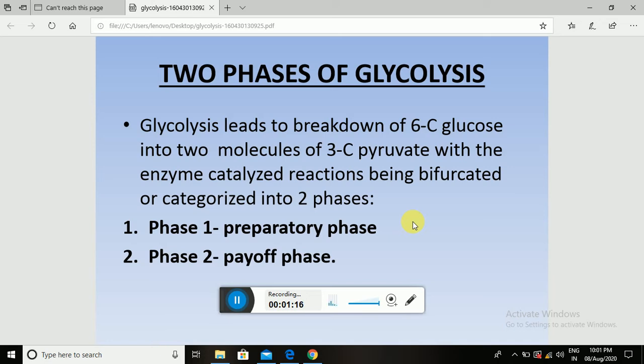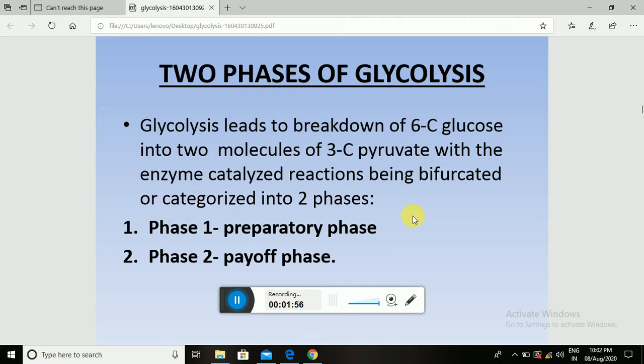Preparatory means that the glucose is prepared for the payoff phase. In each and every metabolic pathway, or in most catabolic pathways, the microorganism gains energy from the breakdown of a biomolecule into smaller particles, and then generates ATP molecules, which are used as energy currency. Each and every cell requires energy in the form of ATP, GTP, CTP, or different types of triphosphates.